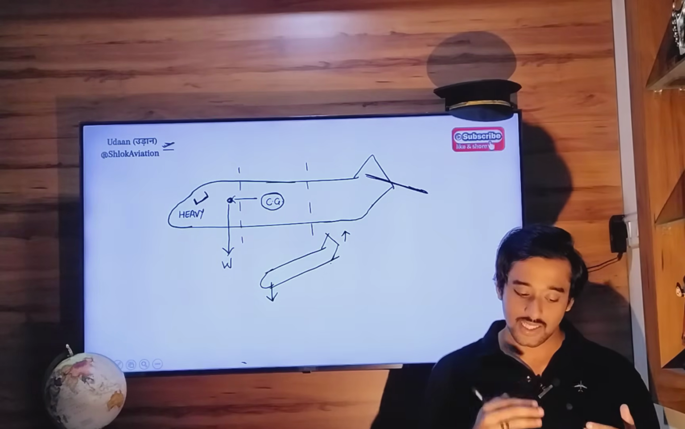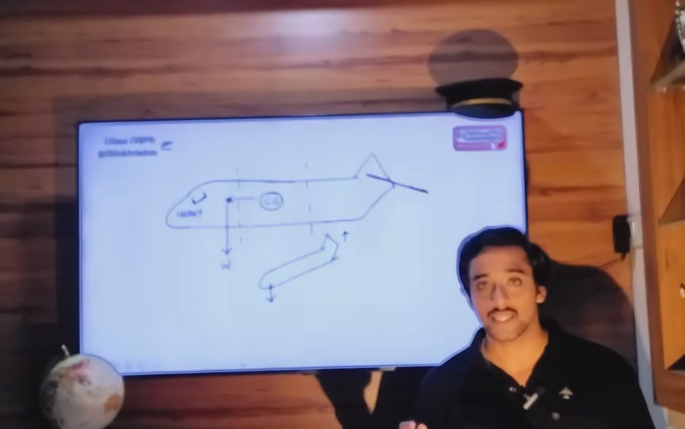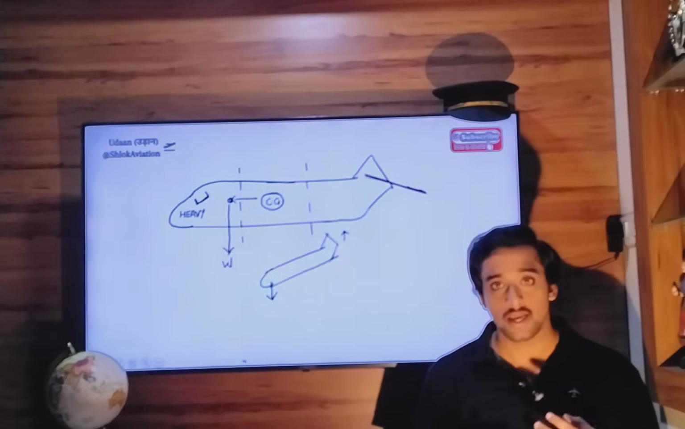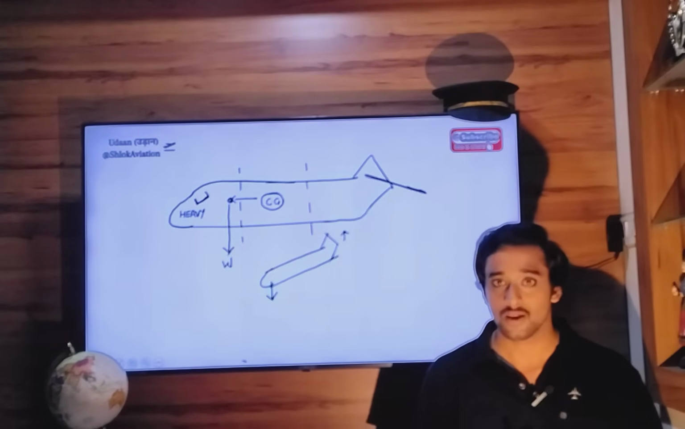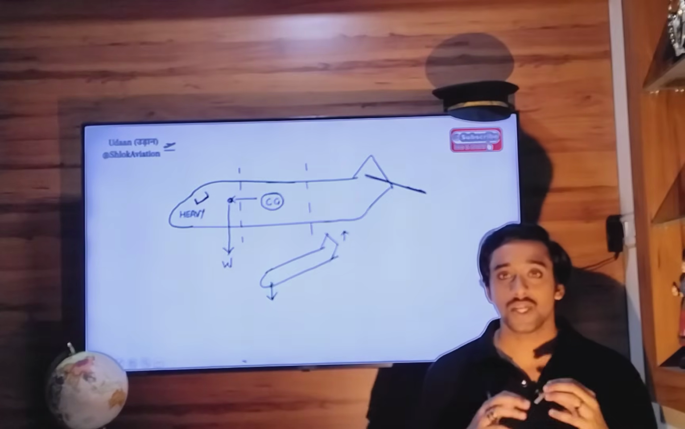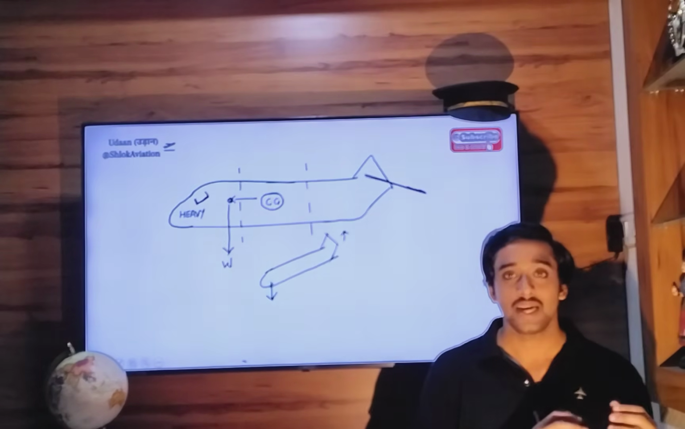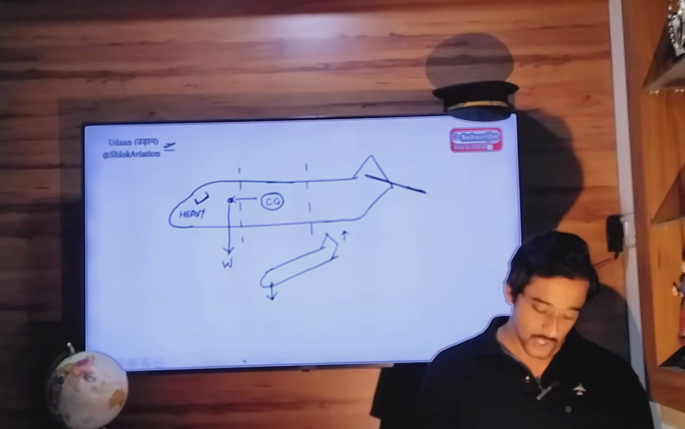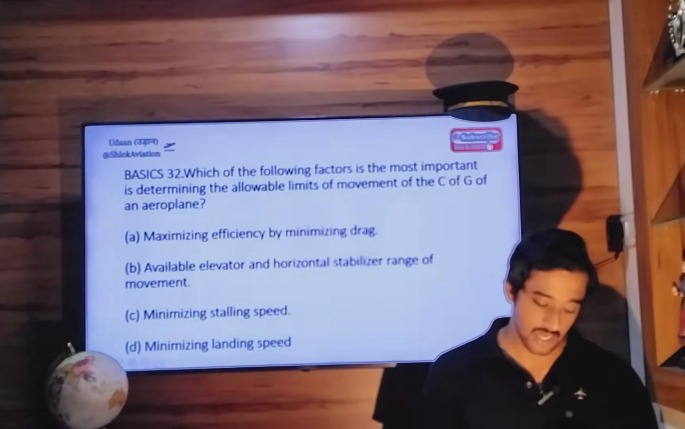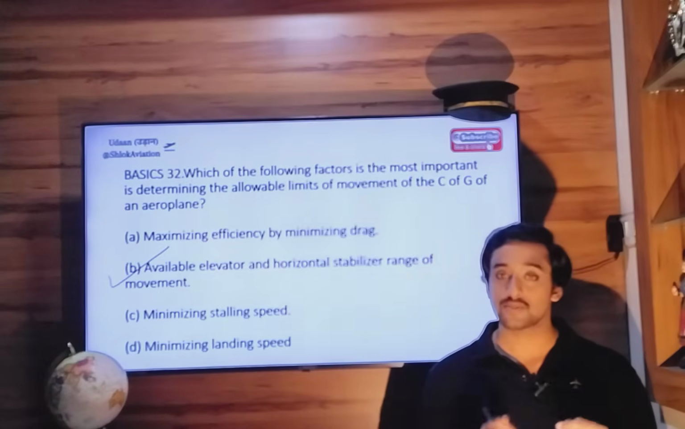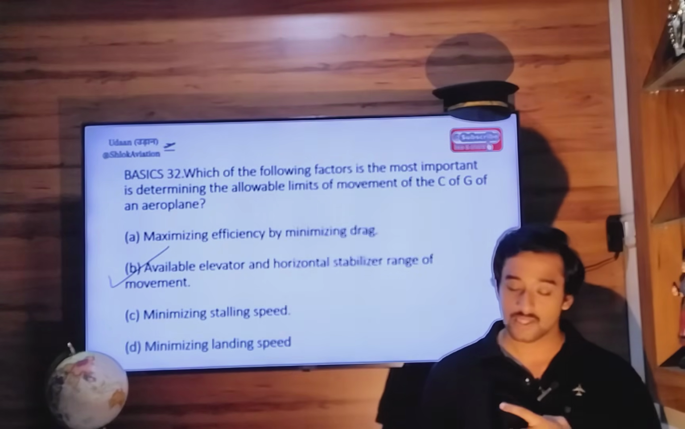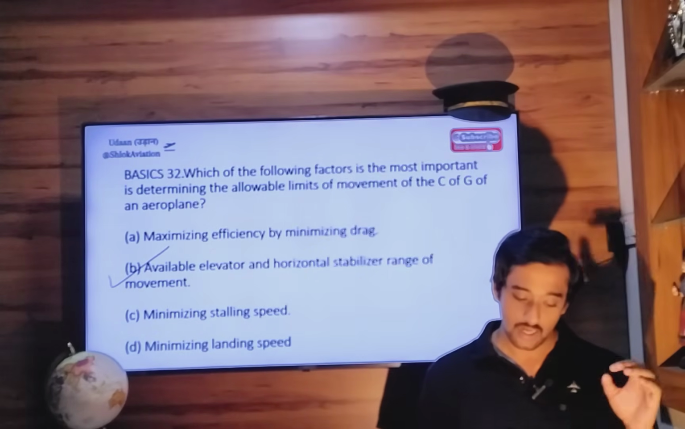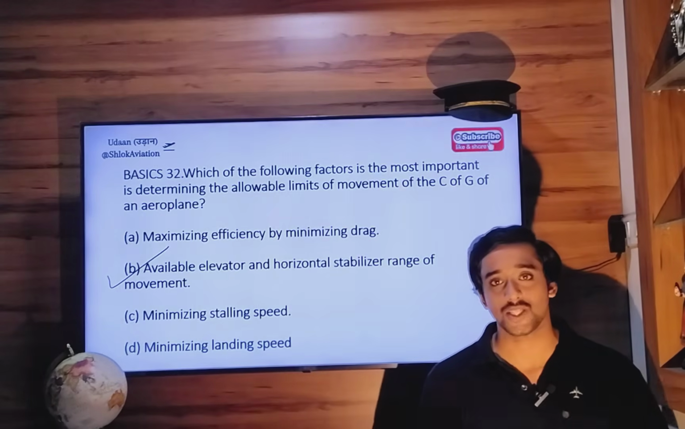So this distance between the CG and the horizontal stabilizer and elevator is what influences the controllability, maneuverability, and stability characteristics of this aircraft. So the movement of CG, or in other words, the changing distance between the horizontal stabilizer and elevator, is what influences the performance characteristics of the aircraft. So the most appropriate answer here will be option Bravo. The other three options, minimization of drag, minimization of stalling speed, and landing speed, are also important, but in the context of this question, statement B is the most appropriate one.